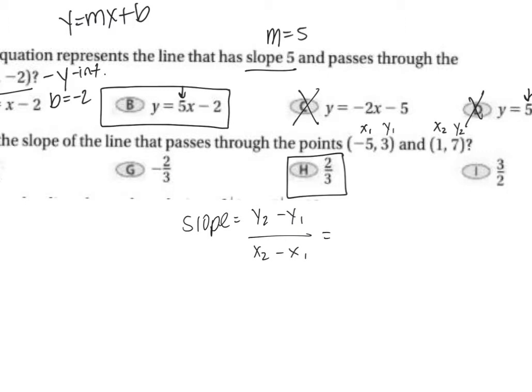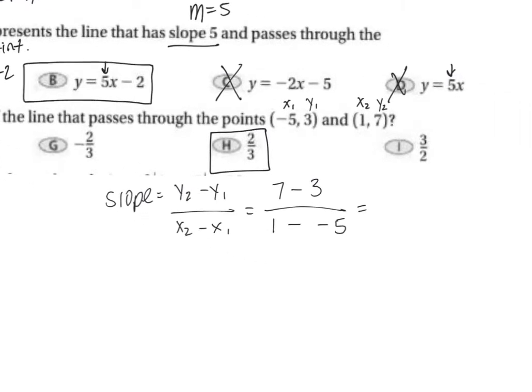What's my y2? 7. What's my y1? 3. So 7 minus 3 on the top. What's my x2? 1. What's my x1? -5. 7 minus 3 should give me 4, correct? 1 minus -5 is 1 plus 5. 4 over 6, 2 over 3. Because you can take out 2 from each the top and the bottom.